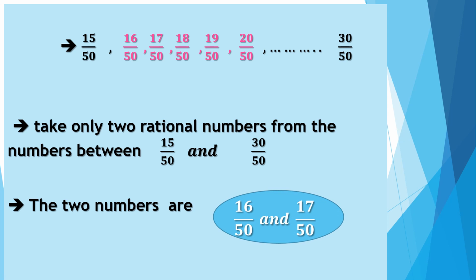So the two numbers are 16 over 50 and 17 over 50. Another solution is 18 over 50, 19 over 50, 20 over 50, or 21 over 50. Any two numbers between those numbers are true.